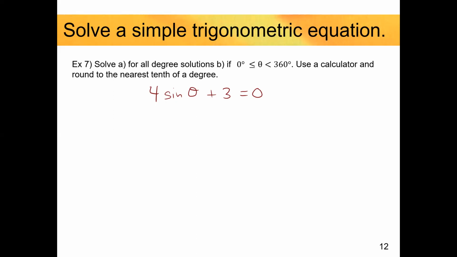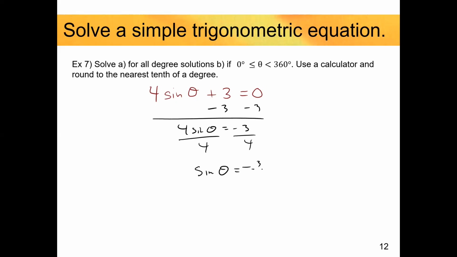So solve for all degree values here, and again, from 0 to 360. This one's going to be a tiny bit different, so let's go with it. Subtract 3 from both sides so we can finish on time. Got a -3 over here, divide by 4. And I'm looking for when sine gives me a -3/4.